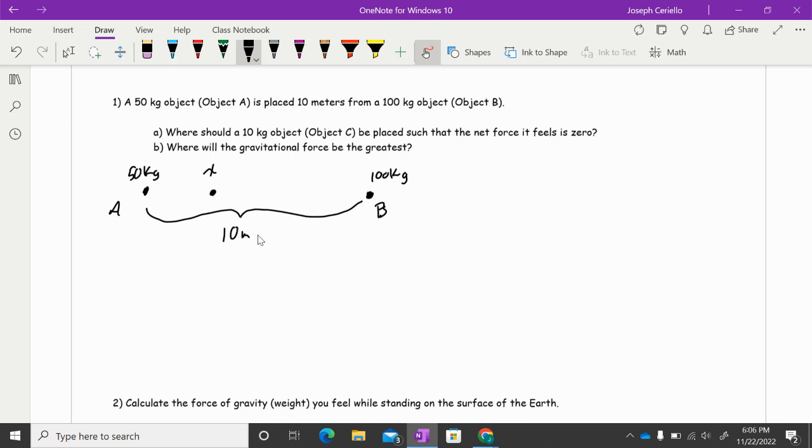So that means that the force of A on C and the force of B on C are equal in magnitude, opposite in direction. So I need to find where FAC equals FBC.